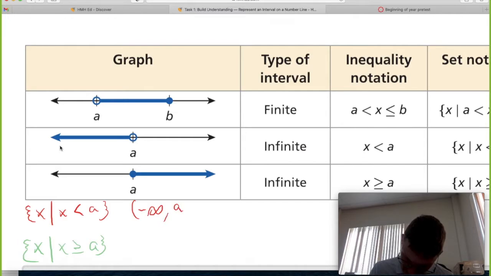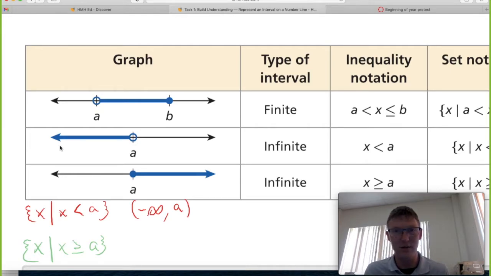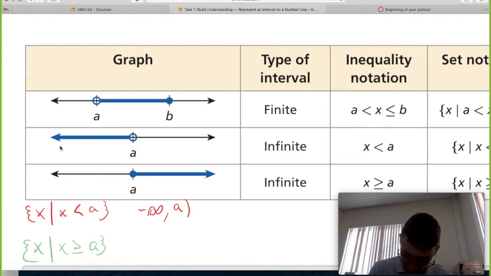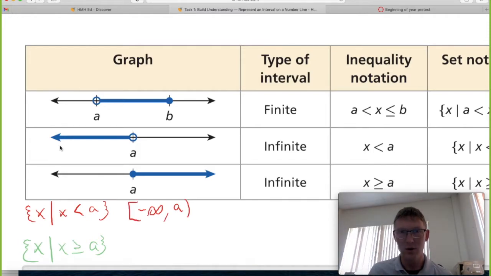So negative infinity to A. Now notice how we're using parentheses, not square brackets, because can you ever really include negative infinity? Not really. It's not really a number, it's a concept. So you will always have a regular parenthesis attached to an infinity. You will never see this. You will not ever, ever, ever see that. That is wrong.